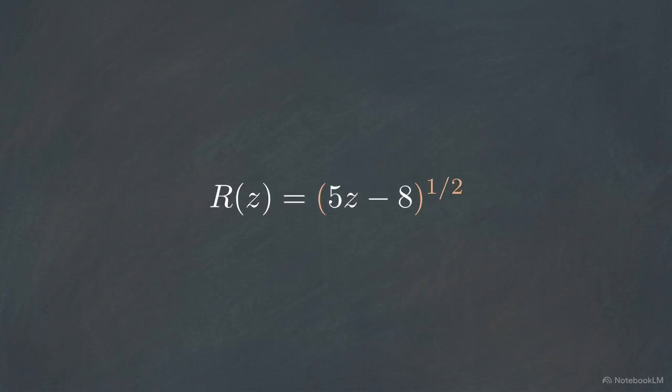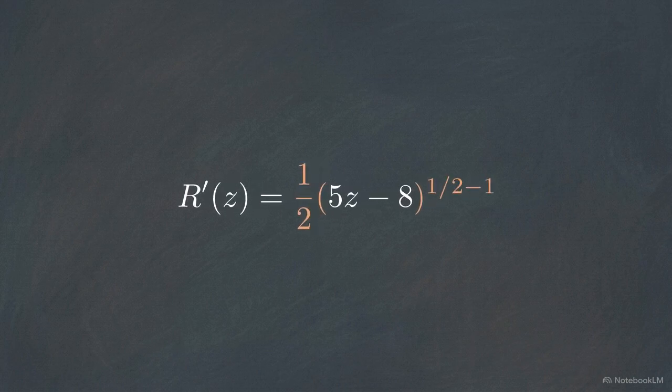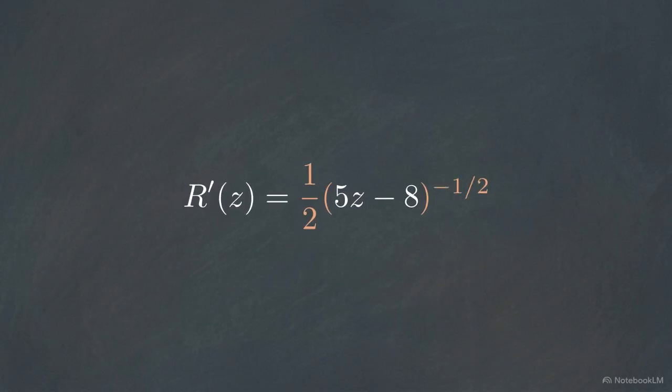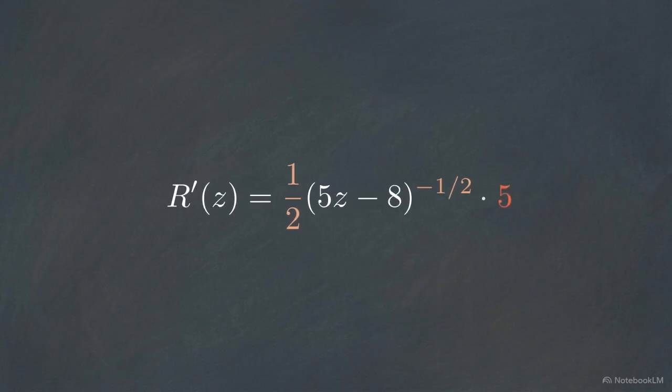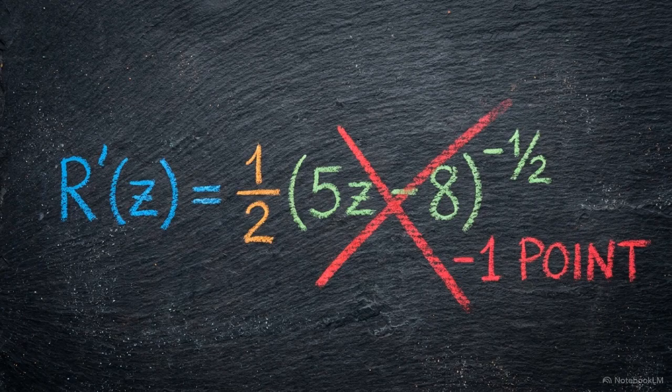First, we deal with the outside. The 1/2 drops to the front, and we subtract 1 from the exponent to get -1/2. The inside function stays exactly the same. Then we satisfy the chain. We find the derivative of the inside function, which is 5, and multiply it onto the end of our equation. Omitting that final inside derivative is why many nested function problems fail during exams.